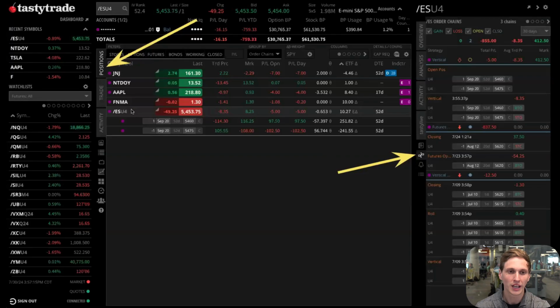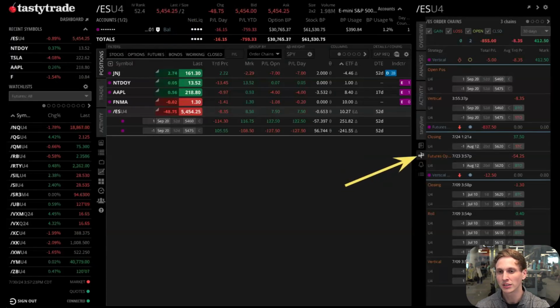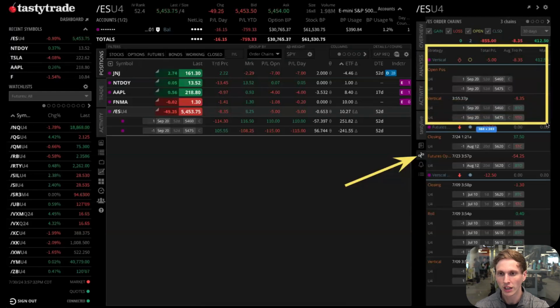But once you have your symbol selected and you go to our right side panel here, it's this button. It's called Order Chains. We're going to see our open position and our opening order, as well as some metrics on the trade. So we can see our total profit or loss. Right now, we're at about a $5 loss based on the mid price. We can also see where current mark is and the average trade price.